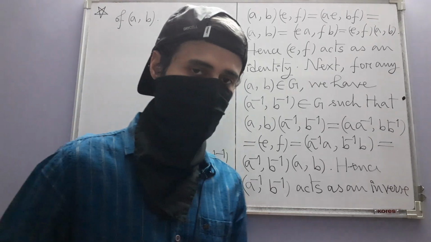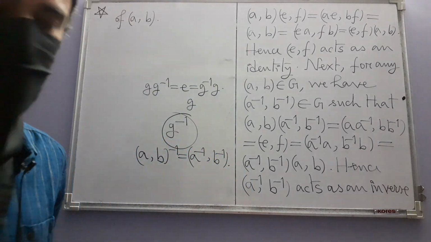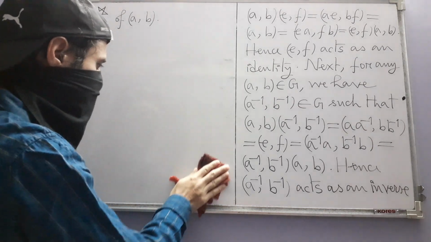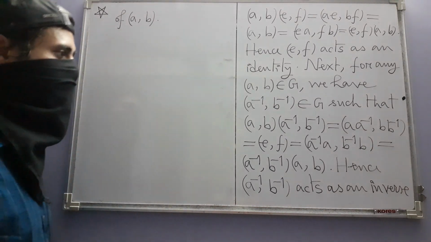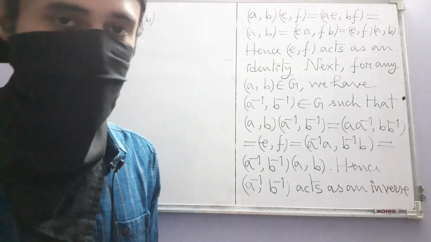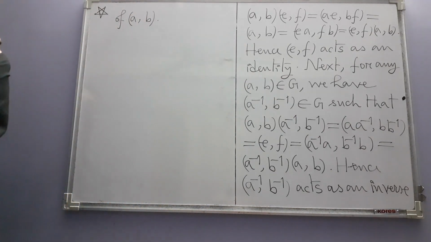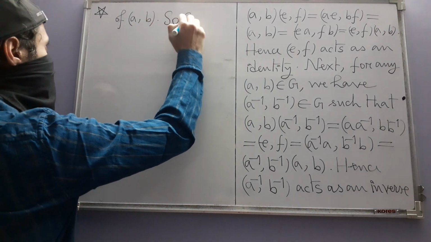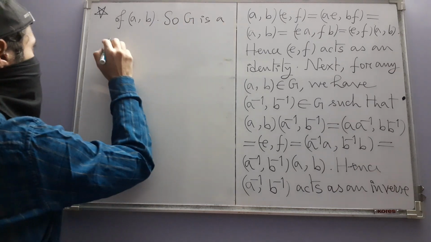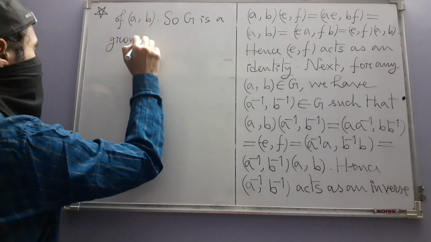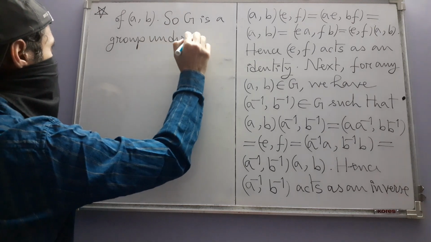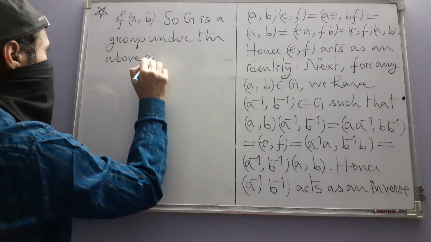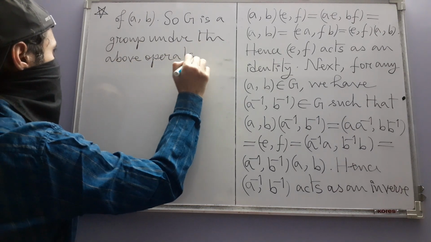Anyway, we have now completed showing that the operation that we have defined, which looks very simple and natural, indeed turns G into a group. So now G is a group under the above operation.